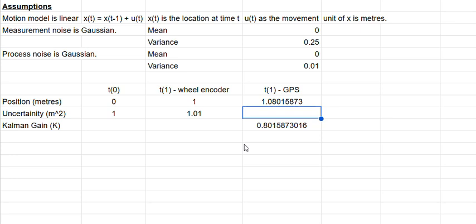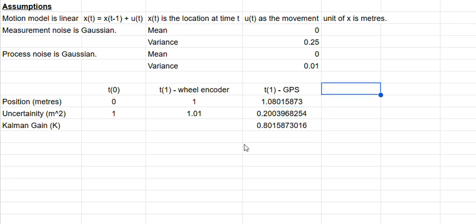Now the uncertainty that you're going to have is going to get reduced. It's 1 minus the K multiplied by the position that you got there. That is 1.01. That was the earlier uncertainty. So now the uncertainty is reduced because the GPS is more reliable, and hence the information that you're going to get is much more, and the uncertainty is being considerably reduced here.